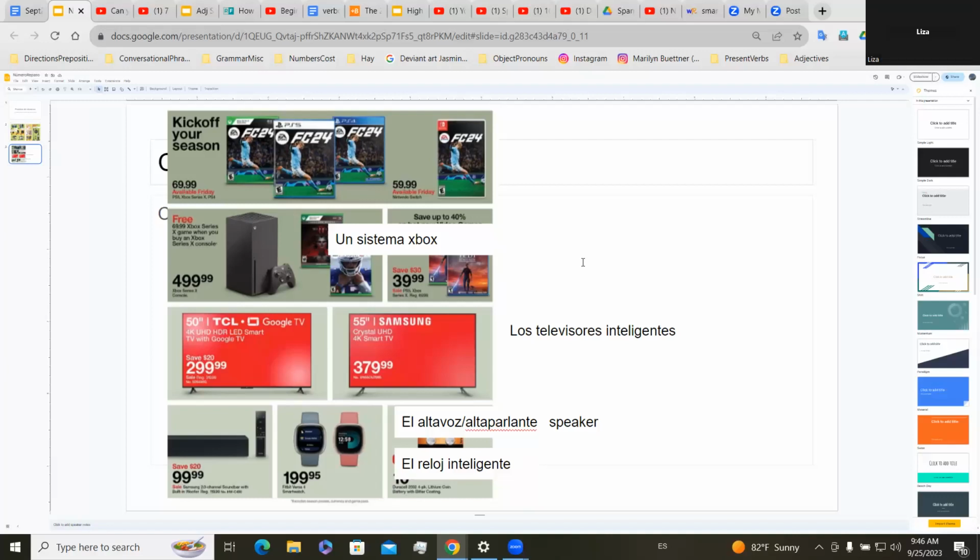Los televisores inteligentes. Sí, un televisor inteligente cuesta 379, ¿sí? Y el otro televisor que es más barato cuesta 299, ¿sí? Y por fin tenemos un producto aquí que cuesta 499.